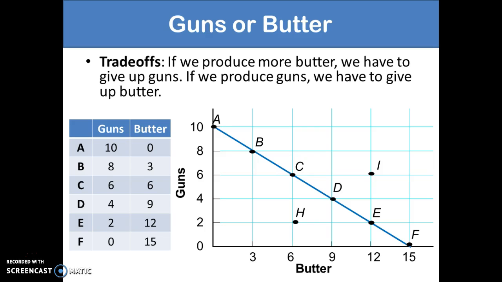Think back to your snow day. You had 5 possibilities. You chose 1. All of your other ones are your trade-offs. And so all of these are possibilities. We choose C. All of the other ones are trade-offs.